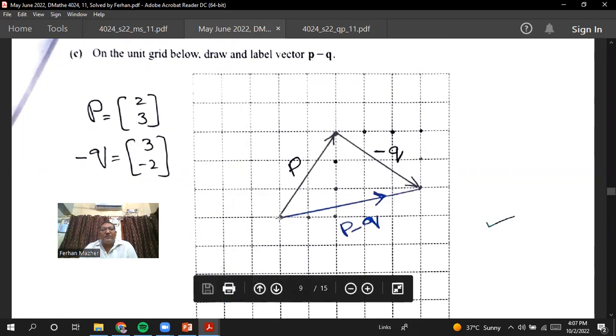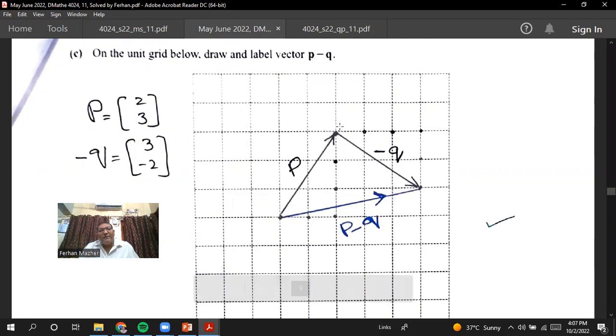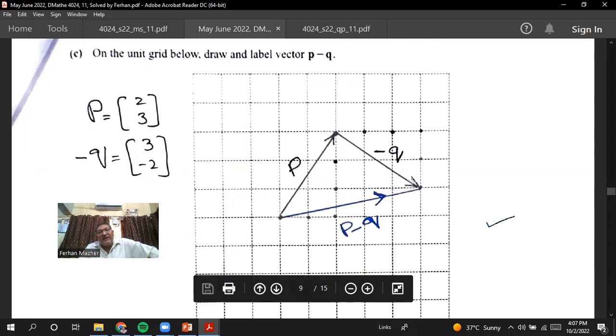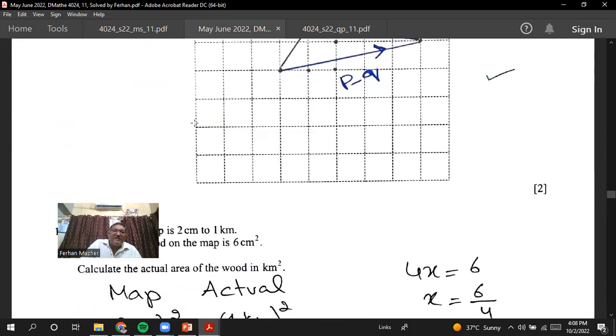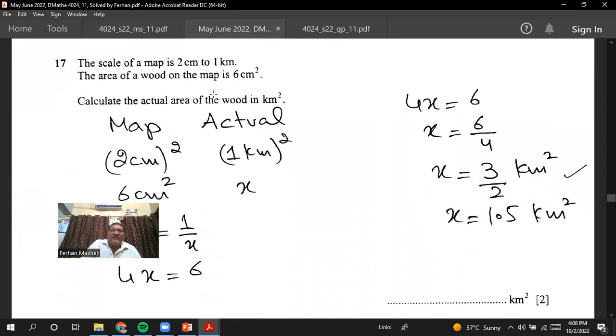So I will start from here. Suppose I go 2 steps to the right and 3 steps up. Then the minus q is 3 steps to the right and 2 steps down. So this is p, this is minus q. If you join the tail of this with the head of the last, that will be your p minus q. So this is how you draw the p minus q. Hopefully you understand. And okay, so we are going to the next part.